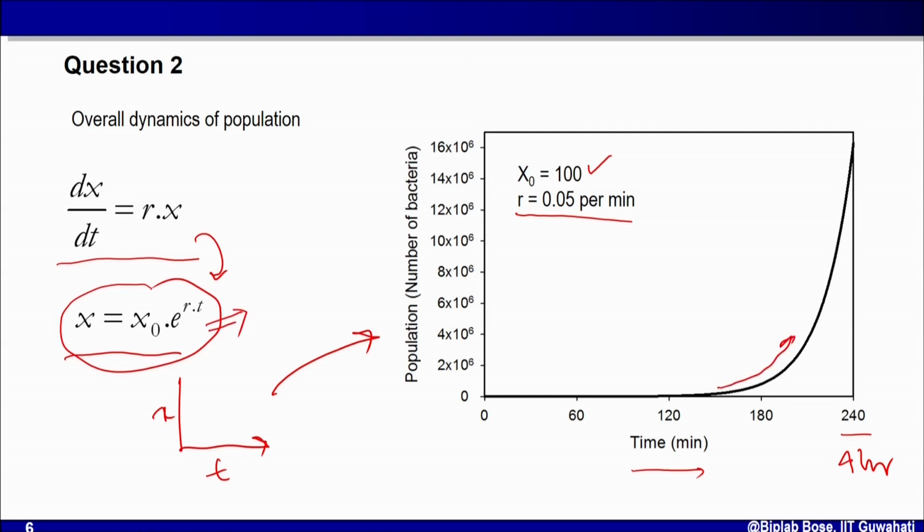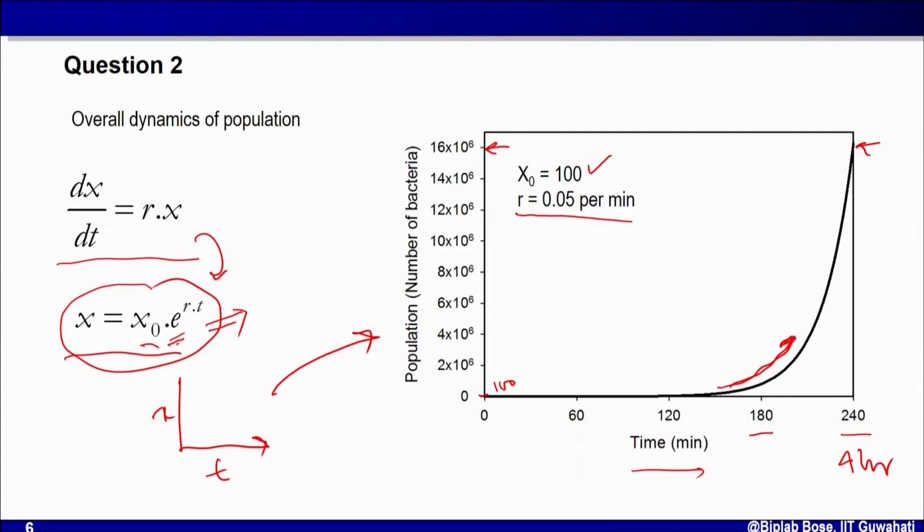See, we have an exponential term here: x equal to x naught into e to the power rt. That means the growth of the population is exponential. And that's what you can see here. We started with 100 bacteria here, just close to 0. And within 3 hours, it has started increasing, and it has started increasing exponentially. By 4 hours, we have reached almost 16 into 10 to the power 6 cells. The huge exponential growth.